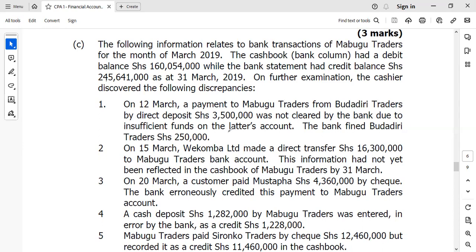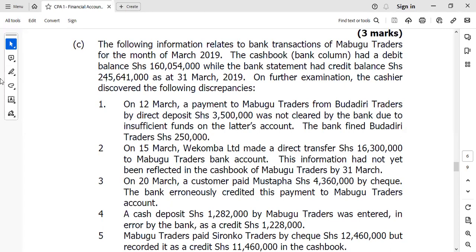Budadili made a payment, but it was by direct deposit. However, this payment was not cleared by the bank due to insufficient funds on Budadili's account. So we have to cancel out this payment on assumption that Mabugu Traders had debited the bank column of the cash book. So we have to credit our cash book to cancel out the payment that was made.